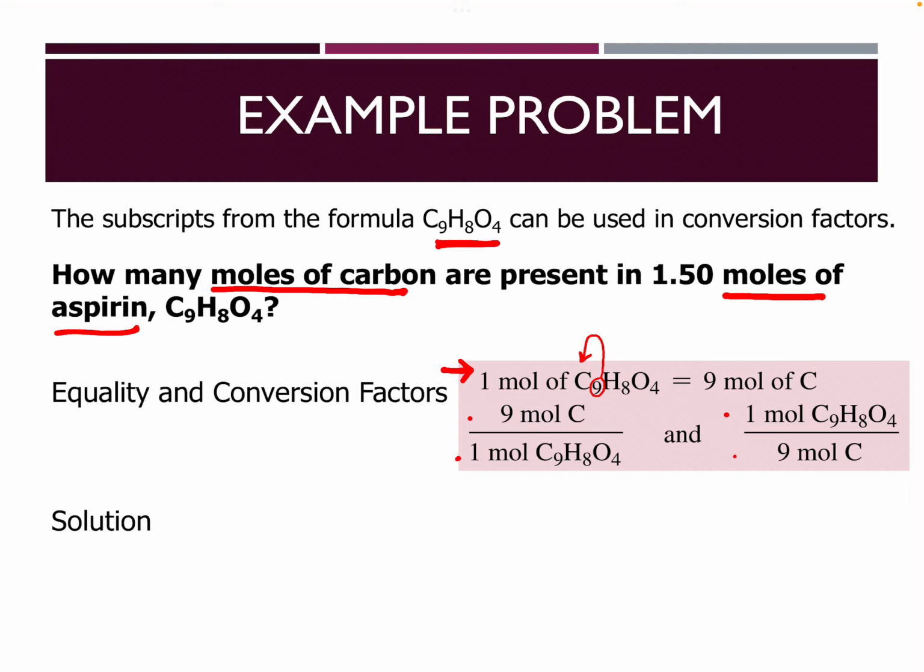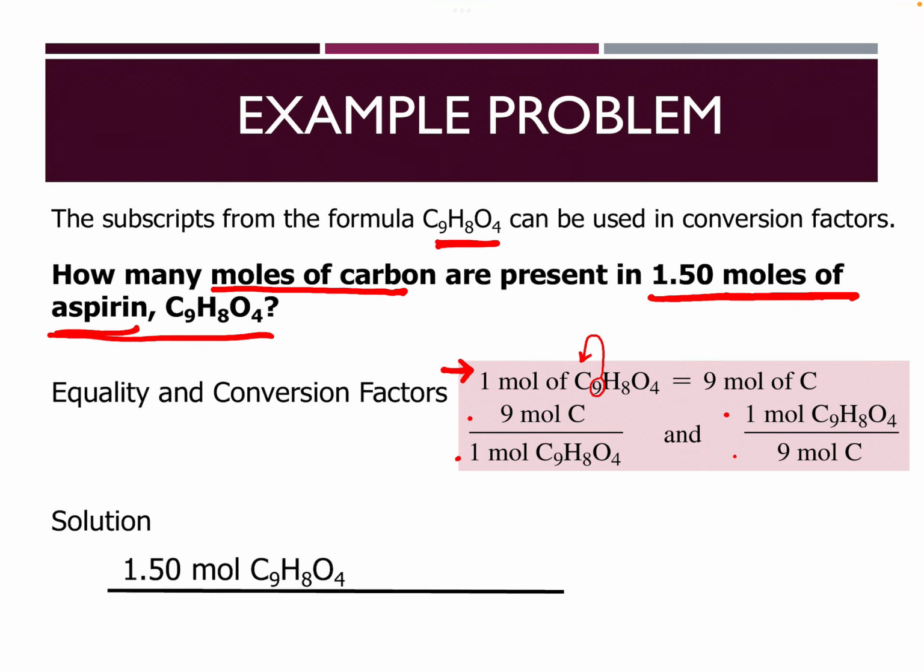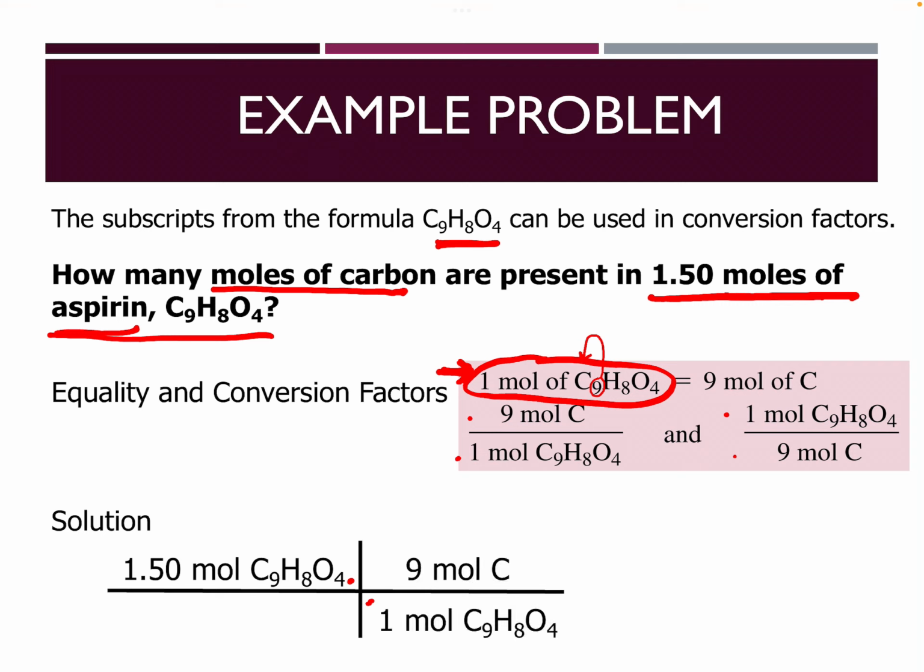So let's solve this just like we have any other problem. We have to figure out what we're starting with. Here we're starting with 1.50 moles of aspirin, so that's what I've got here. We're trying to find moles of carbon, so this is our equality we're going to use. Remember, moles of aspirin has to cancel moles of aspirin. So this part is going to go on the bottom, and our 9 moles of carbon will go on the top.